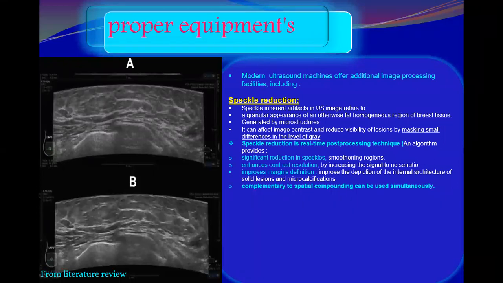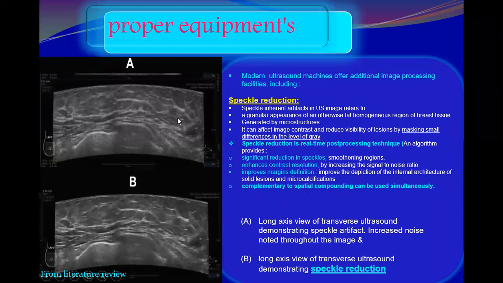Speckle reduction is a real-time post-processing technique. This algorithm provides significant reductions in speckles and results in smoothing of the regions, and it enhances the contrast resolution by increasing signal to noise ratio and then improves the margin definition. So the lesion margin will be very clear with speckle reduction. It improves depiction of internal structures of solid lesions as well as microcalcifications. It can be used simultaneously with spatial compounding; it is complementary to spatial compounding.